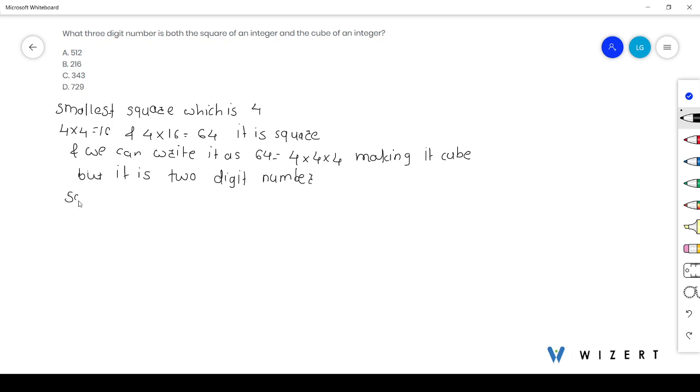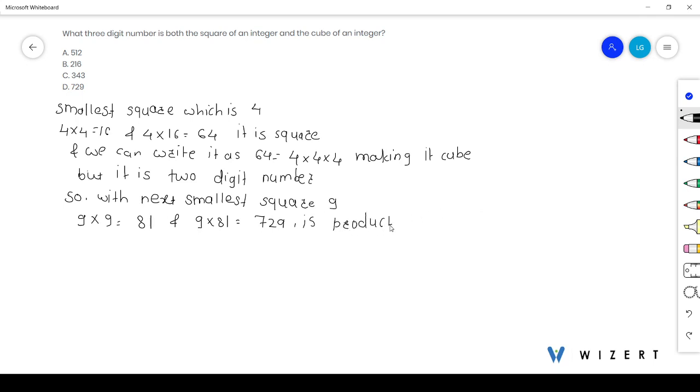So with the next smallest square, after 4 there is 9. 9 into 9 is 81, and 9 into 81 is 729. 729 is the product of two squares. So it is square.